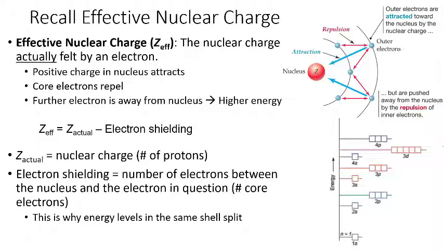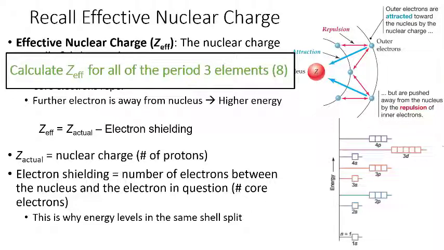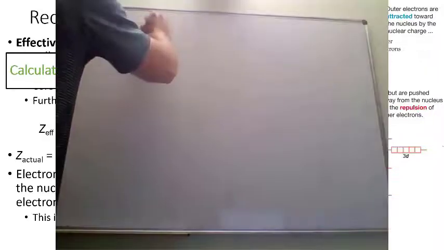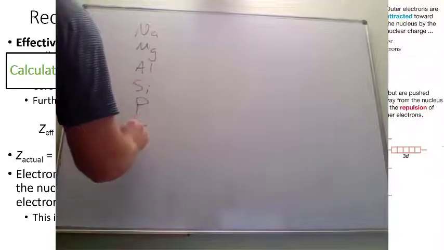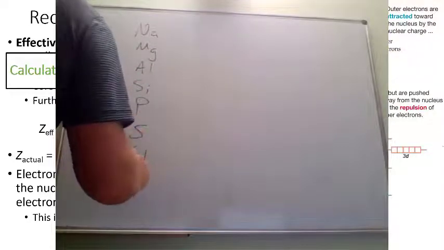And so we calculated in a previous class that as we are further on the left, we have a very small effective nuclear charge, but when we get over towards the right, towards the halogens, our effective nuclear charge gets much, much larger. So if we calculate the effective nuclear charge for all of the period 3 elements, we can see a general trend that carries on. So as we take a look at sodium, magnesium, aluminum, silicon, phosphorus, sulfur, chlorine, and argon.